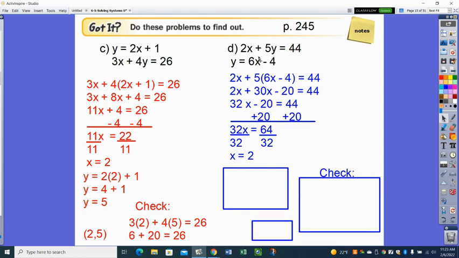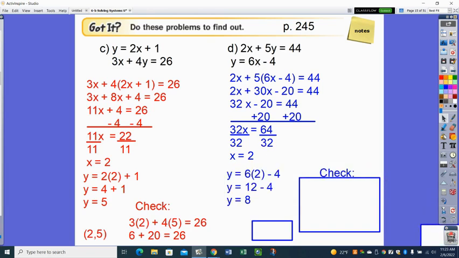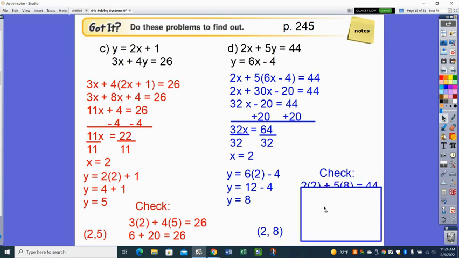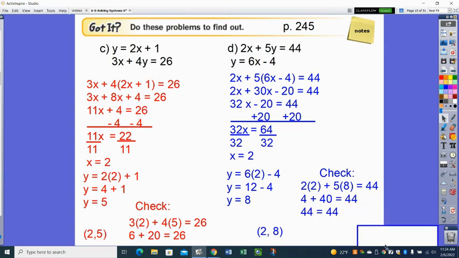The 2 is going to take that x spot right there, substitute 6 times 2, take away 4, and your y coordinate is 8. The solution to the system is (2, 8). And then I'm just going to ask you to check it by putting the 2 in for x here, the 8 in for y there, PEMDAS, and there is your check.